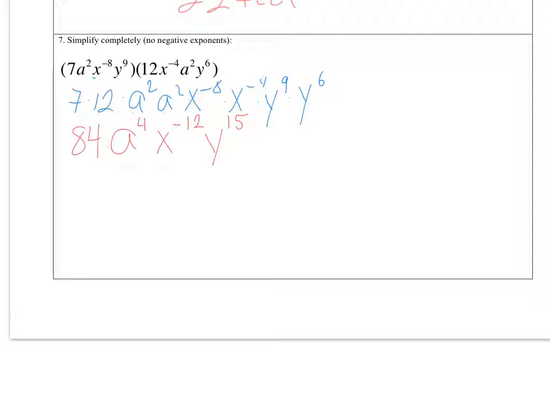All right, finally I've got to deal with this negative exponent here. We know that negative exponents really make reciprocals, so one way I could deal with this would be to write 84 a to the 4, y to the 15, and move that x down to the bottom, so x to the 12.